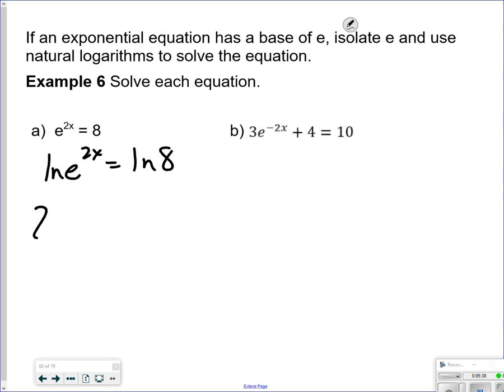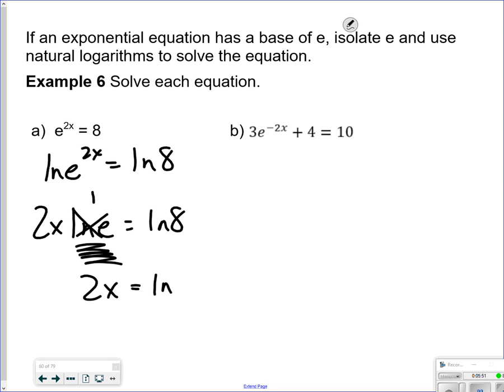Now, take the exponent. The natural log of e, you can do this on your calculator if you want, but the natural log of e is just 1. So now I have 2x is equal to natural log of 8. Divide by 2. And so natural log of 8 on my calculator, I hit enter to make sure that I just do the natural log of 8. Otherwise, you need to make sure you close the parentheses. Divided by 2, 1.0397.